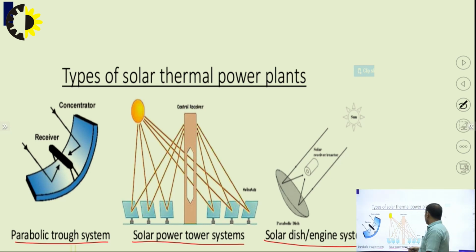electricity. In the case of the solar dish engine system, we have a parabolic dish, just like our DTH, direct to home system type dish, and we have a solar receiver, or you can say reactor. This is the solar receiver reactor. So this part is the solar receiver reactor.